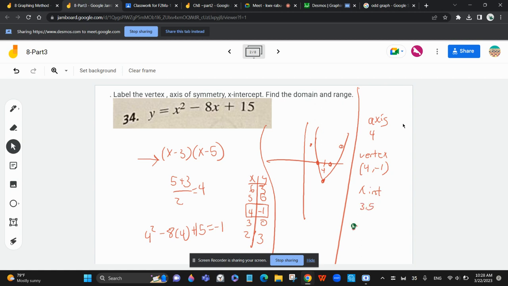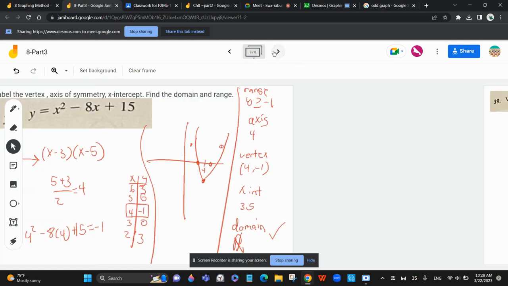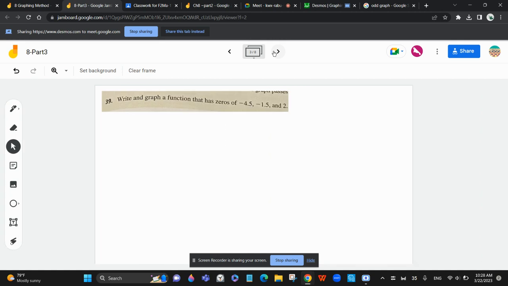domain and range: domain R and range larger than or equal to -1. Yeah. Okay, and then the next one.